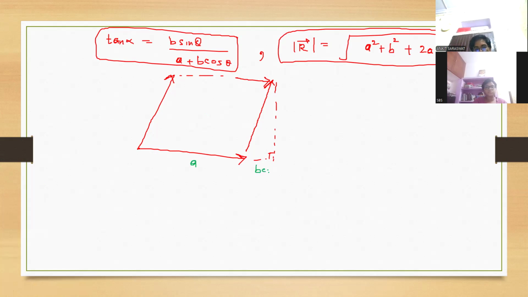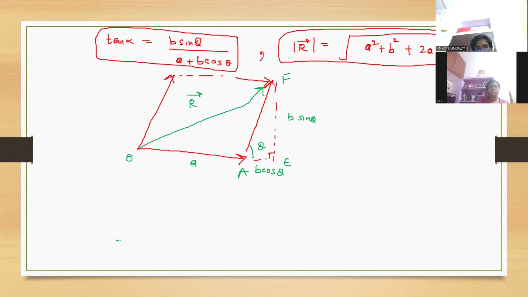This is b cos theta, and this is b sin theta. This is theta. Clear? And this is the resultant vector, r vector. You can say like this also: if I merge a plus b cos theta, it becomes a vector.